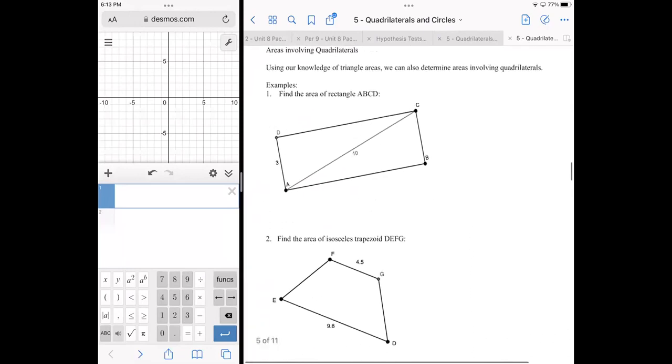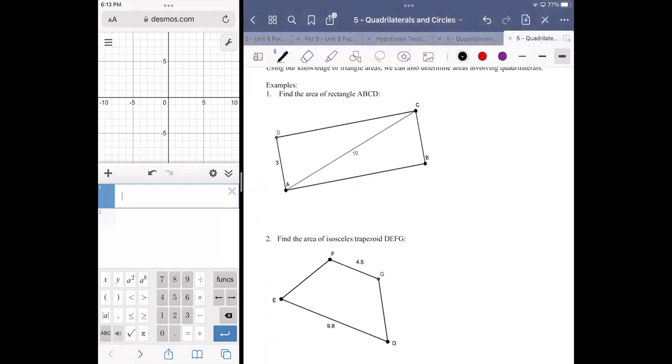is half the base times the height, right? And so what we're looking at here, again rehashing some of the stuff we talked about, is two congruent triangles. So what that means is that the area of the rectangle is going to be two of the areas of the triangle.